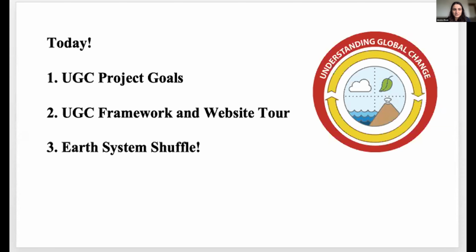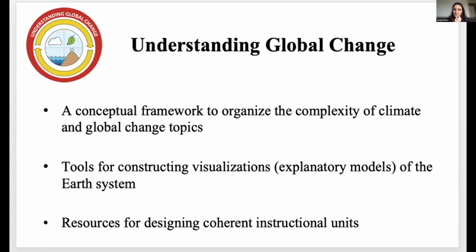So the Understanding Global Change program has really provided three main components. So there's a core conceptual framework that helps to organize the complexity of climate change and global change topics. You'll hear me use the phrase global change throughout this presentation, but really that encompasses climate change as well as other changes that may not be explicitly climate.